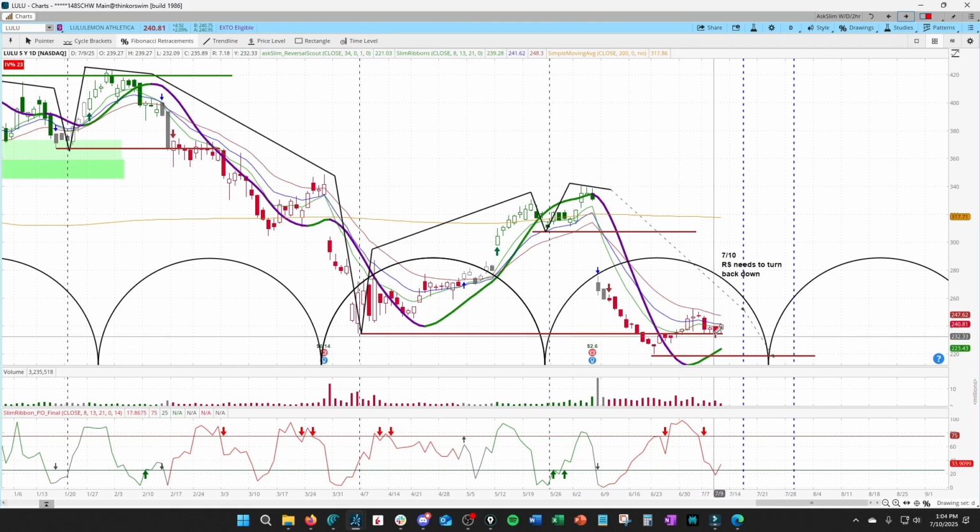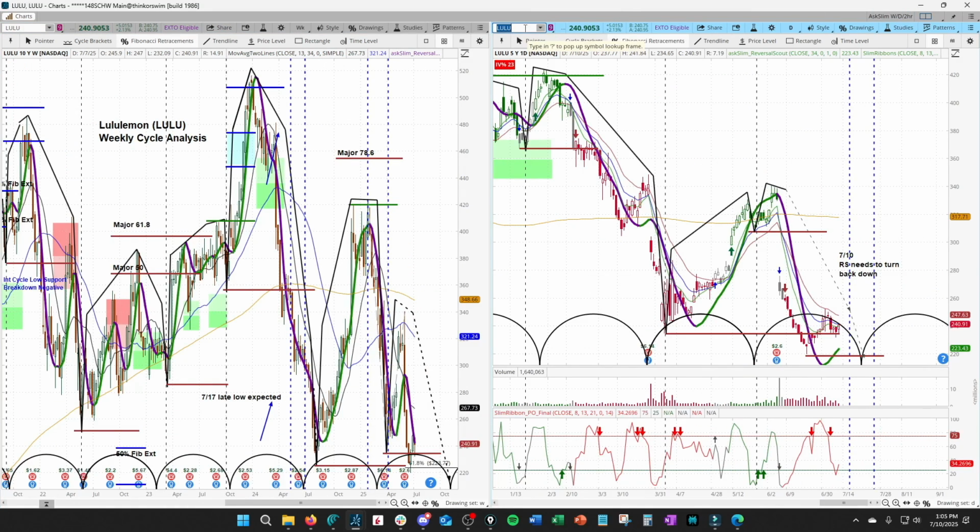So that RS needs to turn back to the downside here to actually say that this is a bear flag. That is really very important. You need to see it turn down. So that's still really on radar right now. 7/16 to 7/29 is when that low is due. Jump over to UNH.